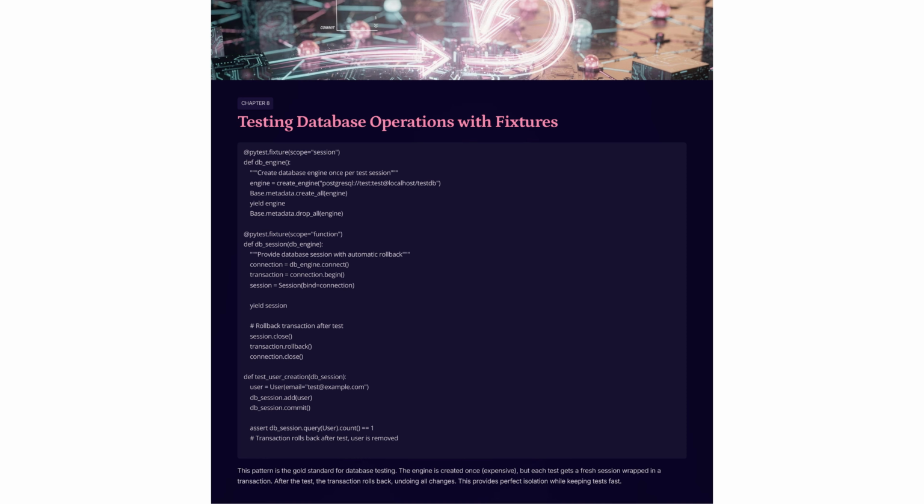Testing database operations with fixtures ensures efficient and isolated test environments. A session-scoped fixture creates the database engine once, while a function-scoped fixture provides a fresh session per test. Transactions roll back post-test, maintaining isolation and speed. This method is ideal for testing database interactions, ensuring reliability and performance.